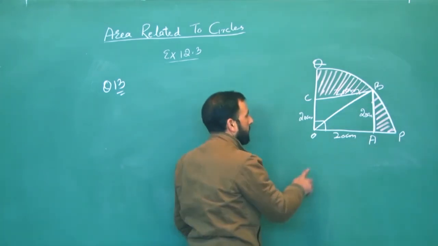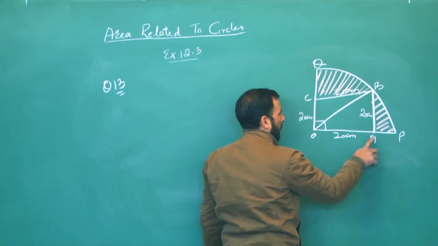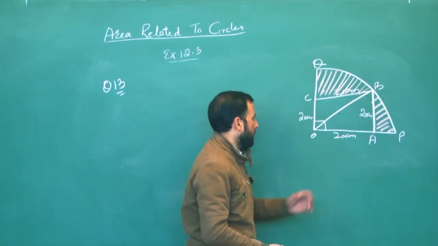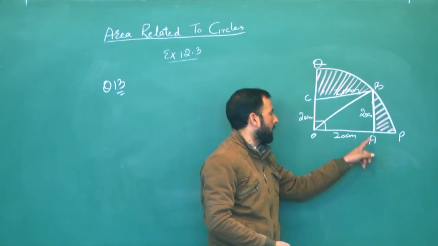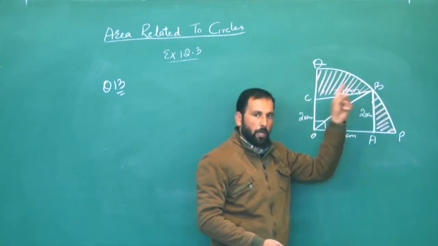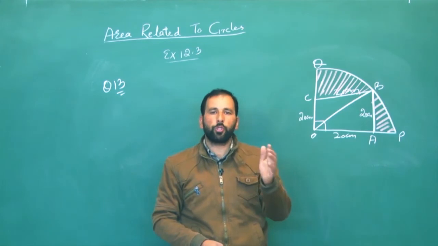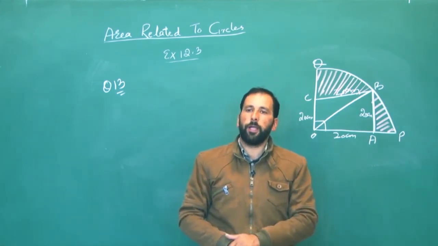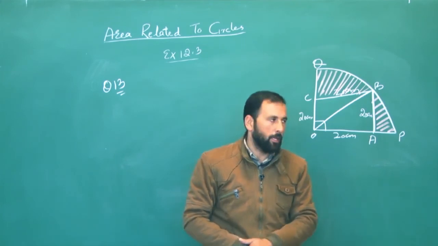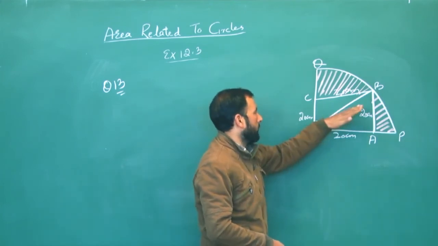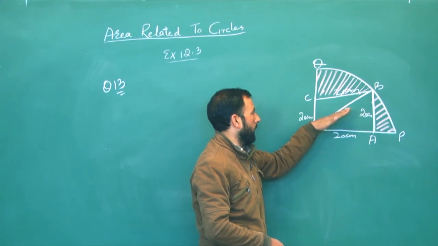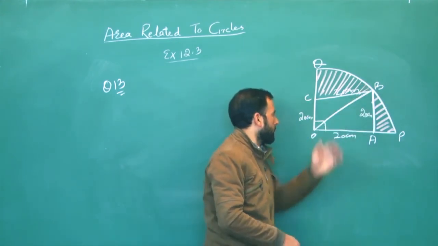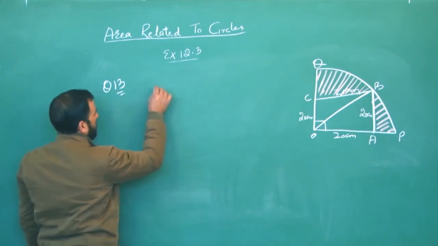So here we have a right triangle OAB. In this right triangle, we have two sides given, that is OA 20 centimeter and AB 20 centimeter. In a right angle triangle, when two sides are given, then we use Pythagoras Theorem to find the length of the third side. That third side is here OB. This is the radius as well as the diagonal of the square OABC.